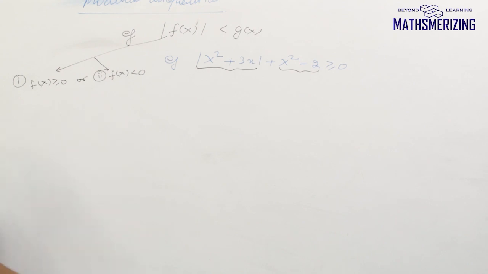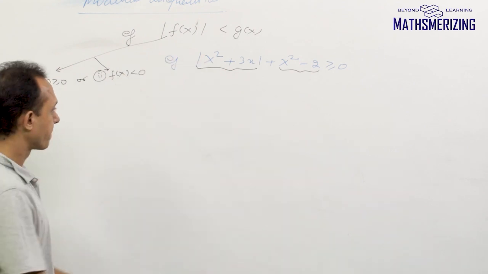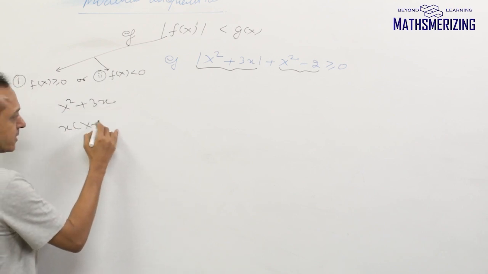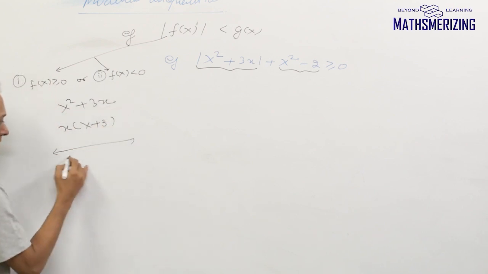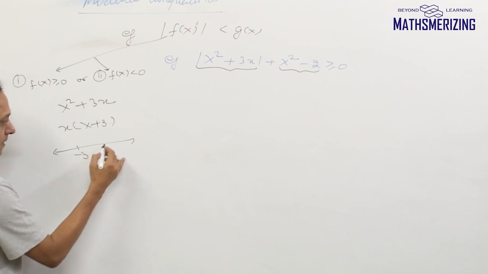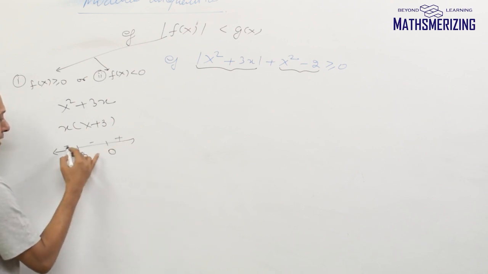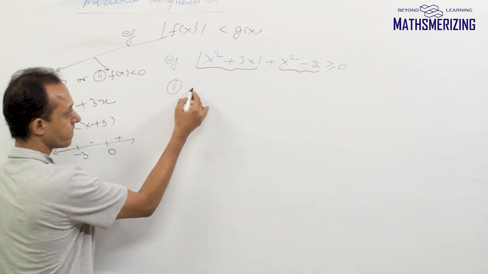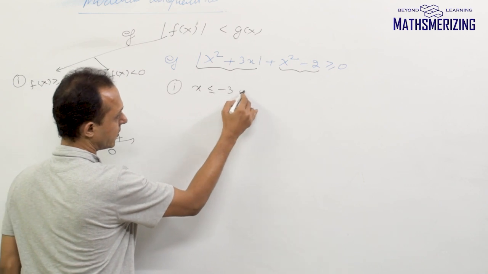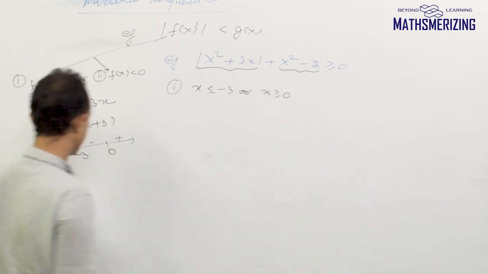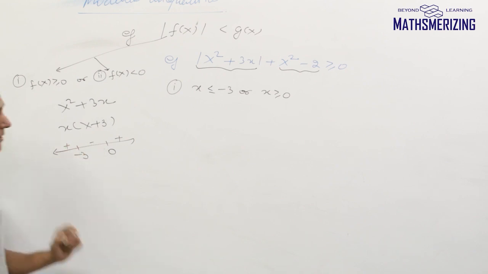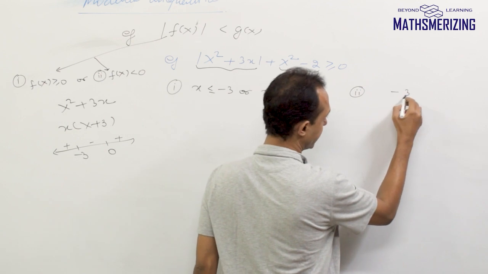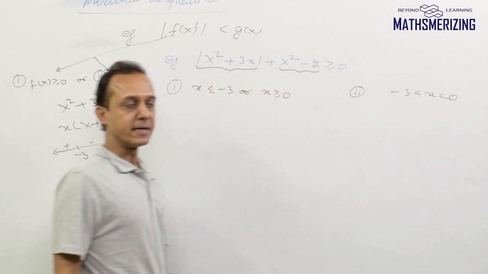these two conditions. So say for example, for this one, x square plus 3x, so this is x plus 3, so this is minus 3 and 0, so plus, minus and plus. So I'll take two separate cases. Case 1, when x is less than minus 3 or x is greater than 0, which is when this function is positive. And second case, when the value of x lies between minus 3 and 0.